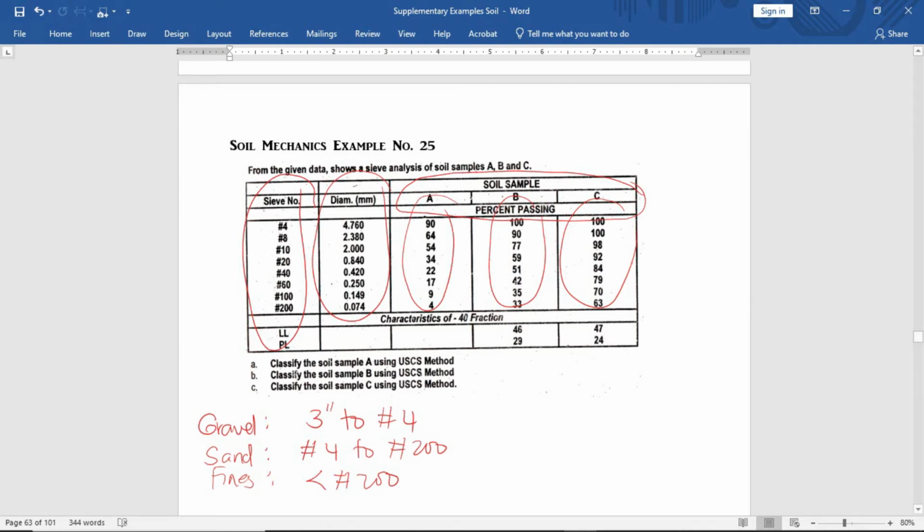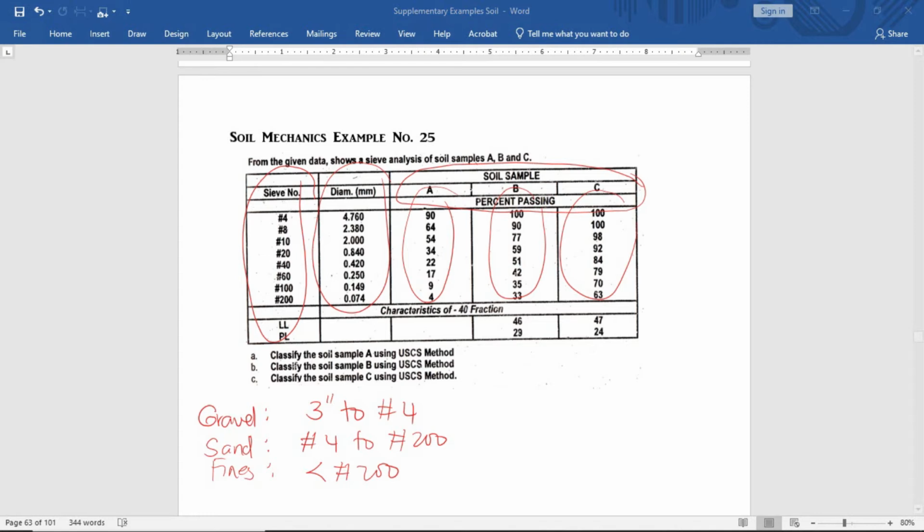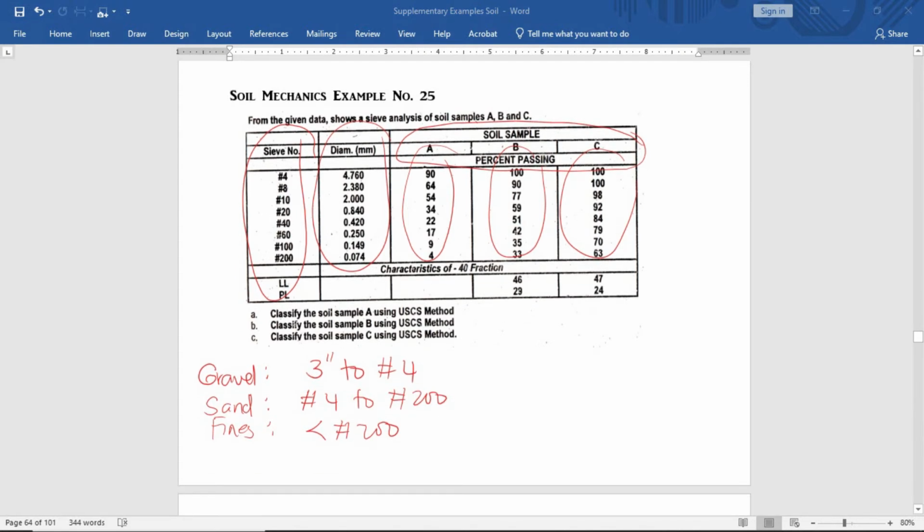Tapos, tulad ng sabi ko kanina, USCS yung gagamitin natin. Ito, ginawa ko lang para sa dali natin makikita dito. Convert ko lang. So for soil sample A, ang gravel is from 3 inches to 4, so 90.